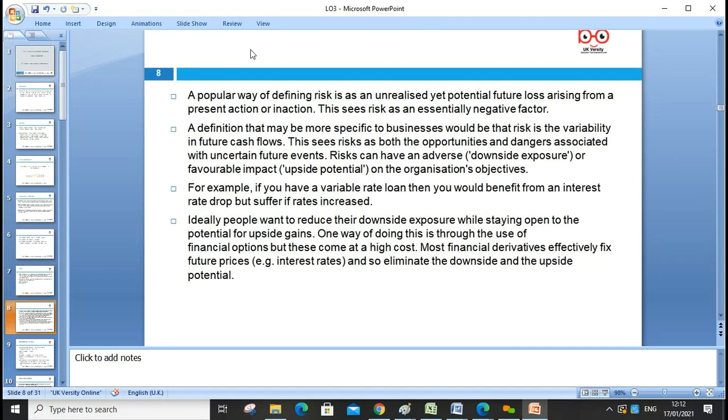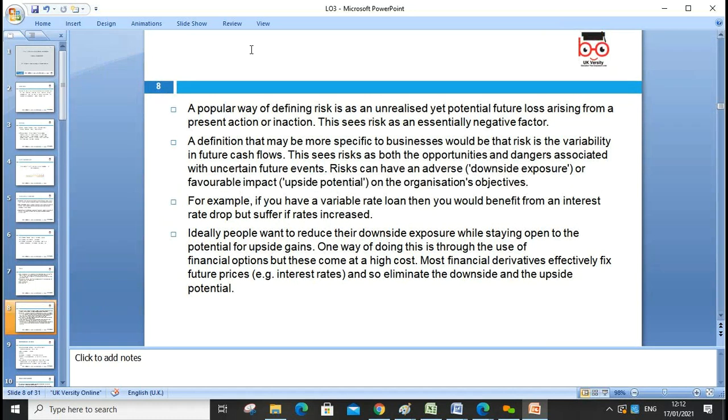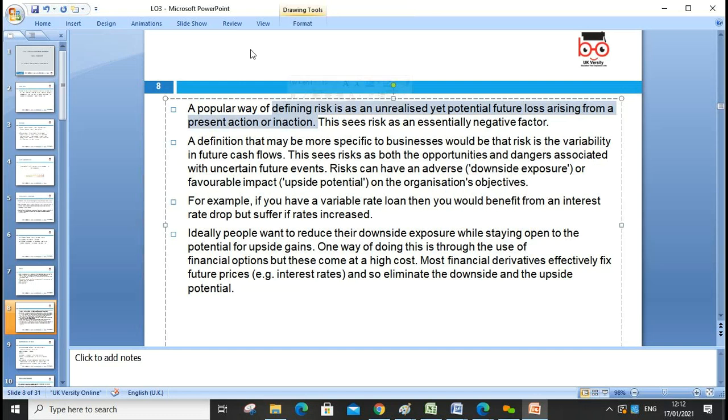Okay, next we're looking at popular ways to define risk. Risk is an unrealized potential future loss arising from present action and inaction. If we don't take action, or take inaction, it can be a risk. Risk is essentially a negative factor. The definition may be more specific to the business world: risk is variability in future cash flow. Variability means the cash does not stay the same. So this sees risk as both opportunity and danger associated with uncertain future events, not certain events.